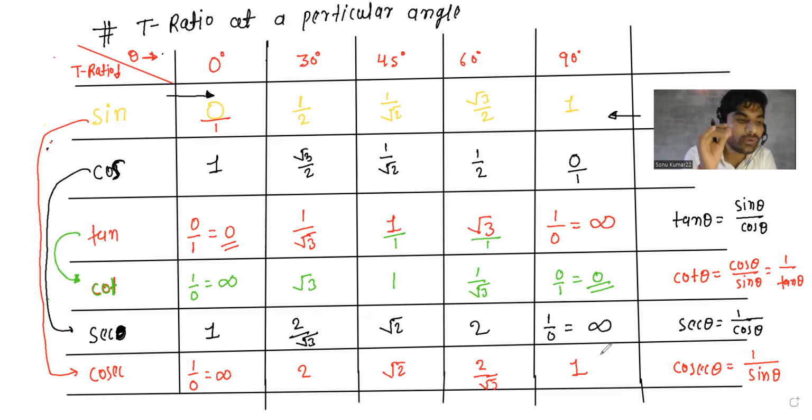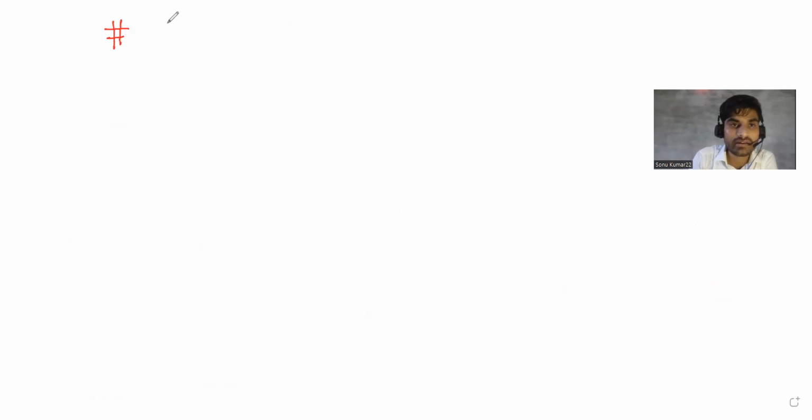Now we are going to discuss the trigonometric identity. We have discussed what is meant by trigonometry, the trigonometric ratios, and the trigonometric ratios at specific angles. Before discussing the trigonometric identity, first you have to know what is meant by complementary trigonometric ratios. After that, we will discuss the trigonometric identity. So let's see complementary trigonometric ratios.